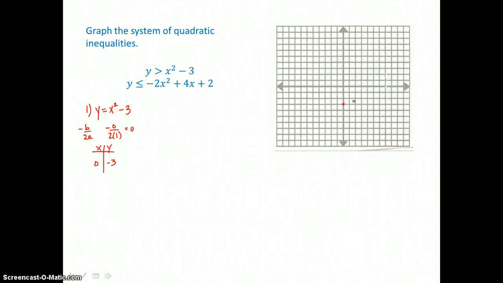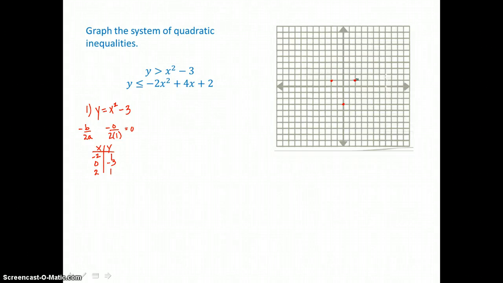And then I'm going to determine how wide this parabola is that's opening up. I'll put -2 in for x. -2 squared is 4. 4 minus 3 is 1. And I know that if I choose a value for x equally spaced on the other side of the vertex, I'm going to get another y value that's 1. So I'm going to graph (-2, 1) and (2, 1).